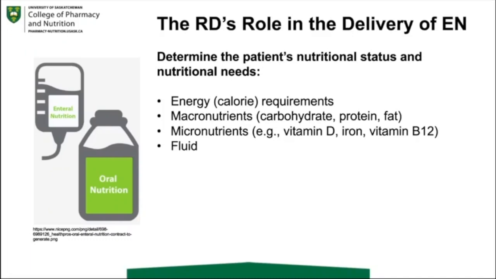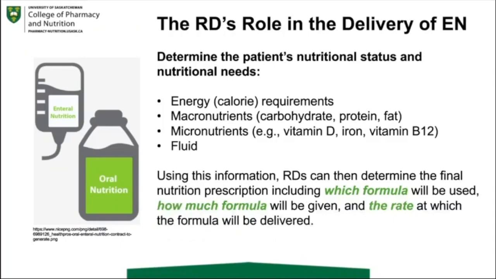Macronutrients include carbohydrate, protein, and fat, whereas micronutrients include vitamins and minerals. Part of the RD's role is to identify and treat or prevent macro and micronutrient deficiencies based on biochemical and physical assessments. Supplementation may or may not be required and is assessed on a per-patient basis. Lastly, we consider a patient's fluid requirements, which largely depends on the patient's fluid status. These parameters help us to determine the patient's enteral nutrition prescription to be administered. The key components of our prescription include which formula the patient will be given, how much formula they will be given, and the rate at which the formula will be delivered.